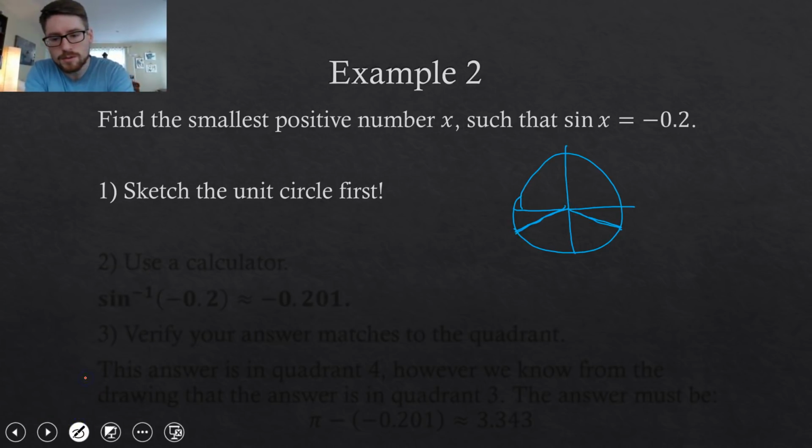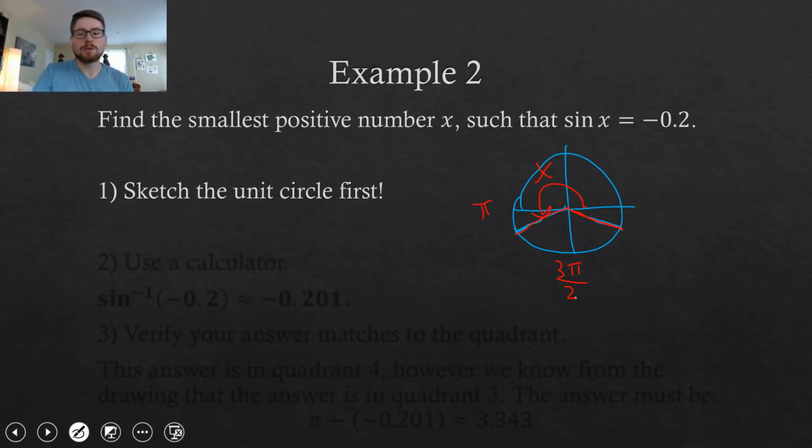Let's use a different color. We'll use red, this angle, and this angle. Since we're interested in the smallest positive number, smallest positive x, we actually want this answer right here. So this is the x of interest. That's labeling it out. That is the x where the sine is negative 0.2. So it's in quadrant 3. So it's important to remember that our answer is going to be greater than pi and smaller than 3 pi over 2. Okay, so it's going to be somewhere between pi and 3 pi over 2.